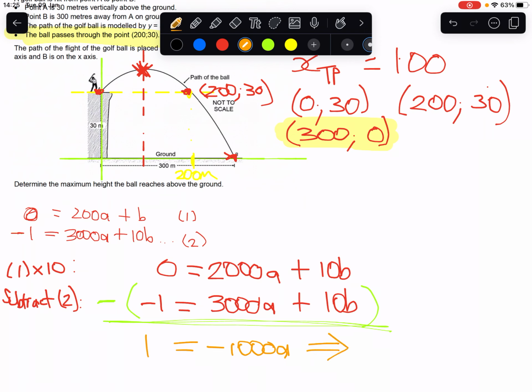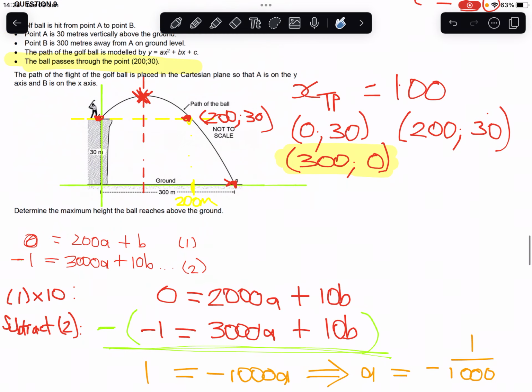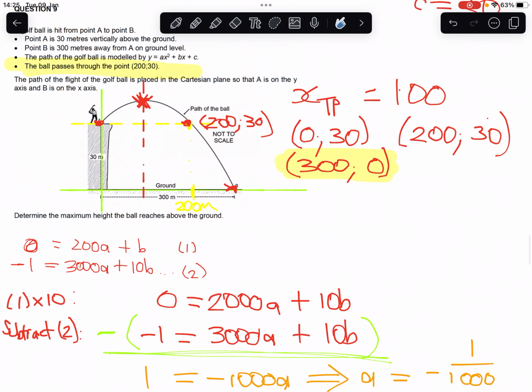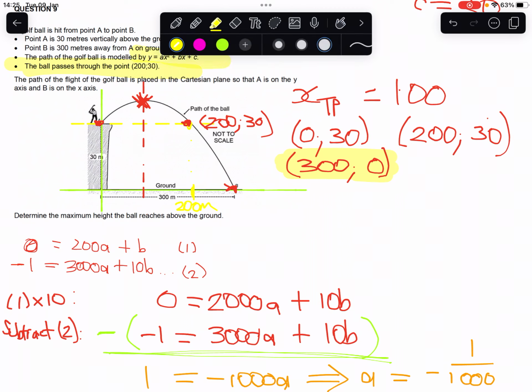And if we divide both sides by negative 1,000, we get a is equal to negative 1 over 1,000, which is good, right? It's easy with maths to just get lost in the operations, and we are solving an equation and we kind of lose sight of what we are trying to work towards. Remember that we're trying to find the a, b, and c in this equation over here, right?